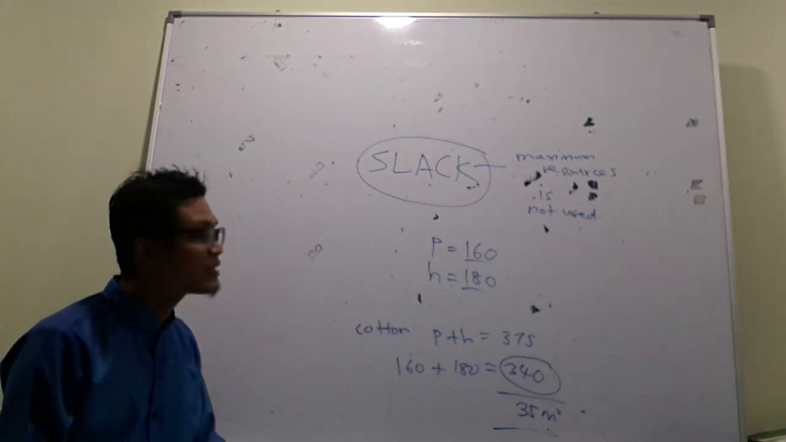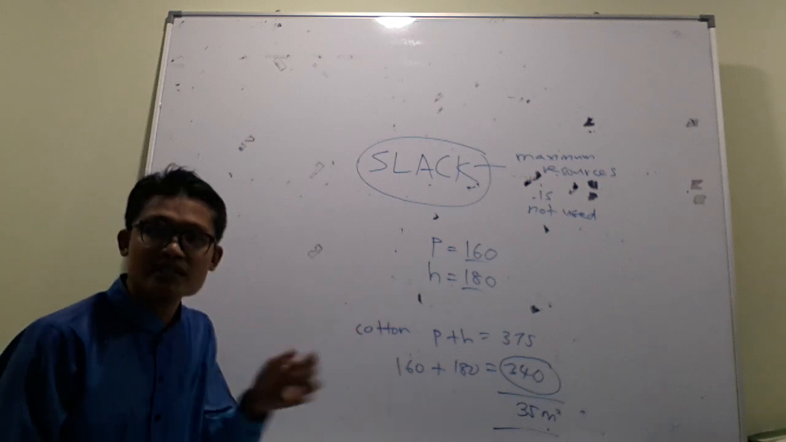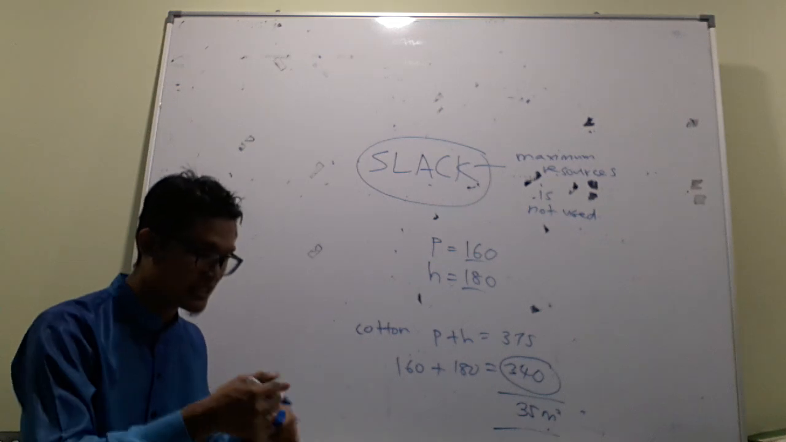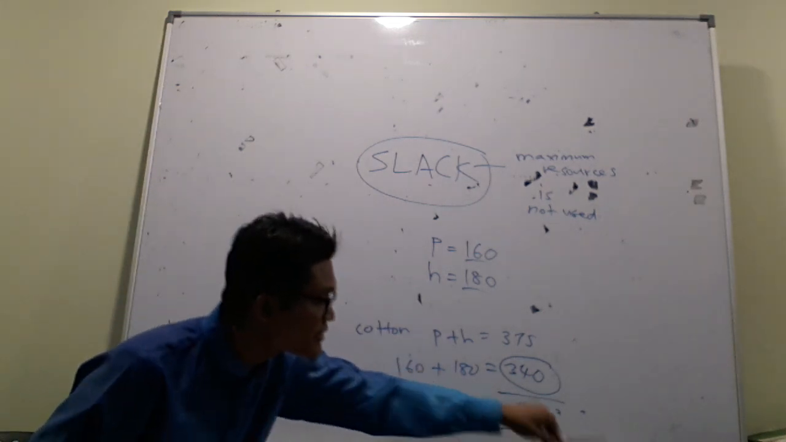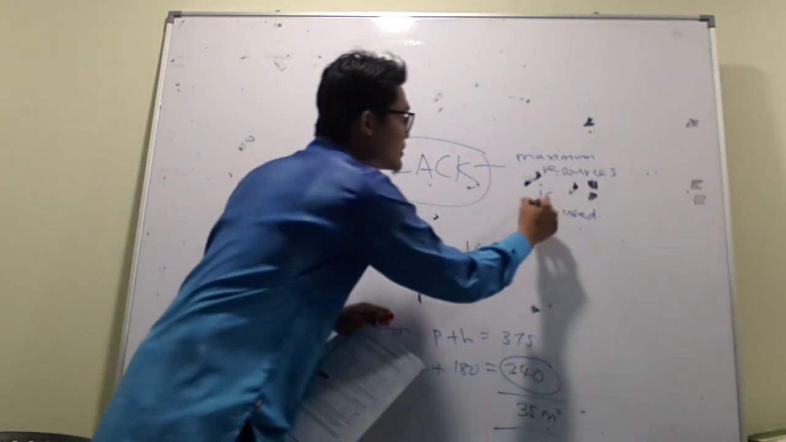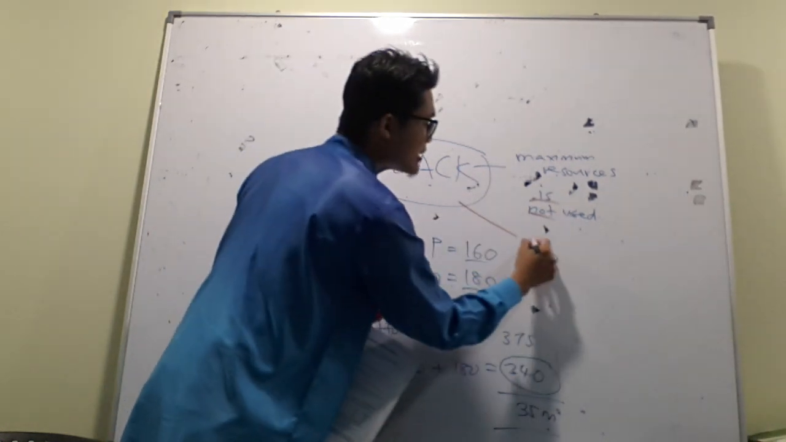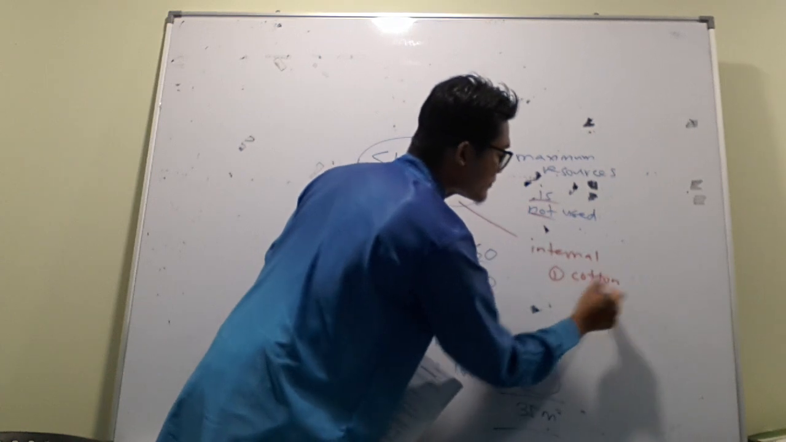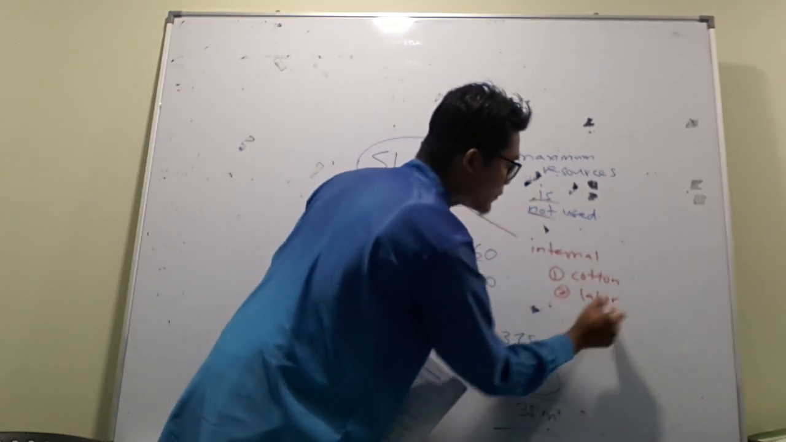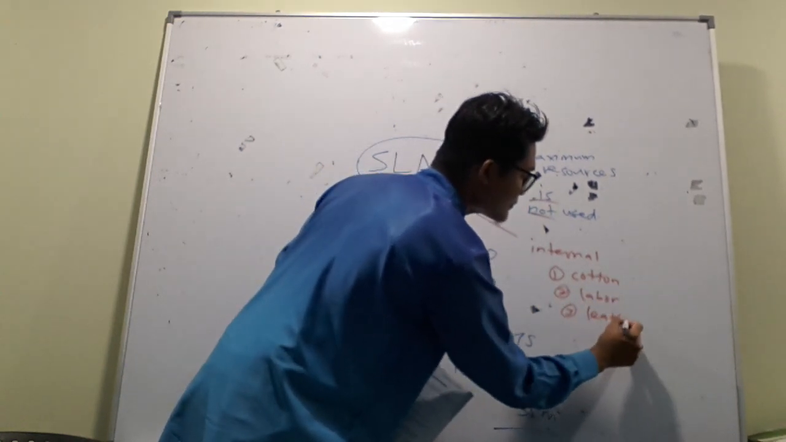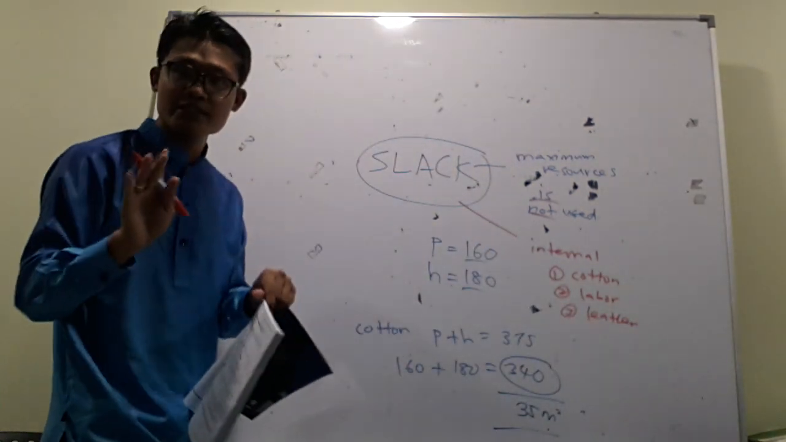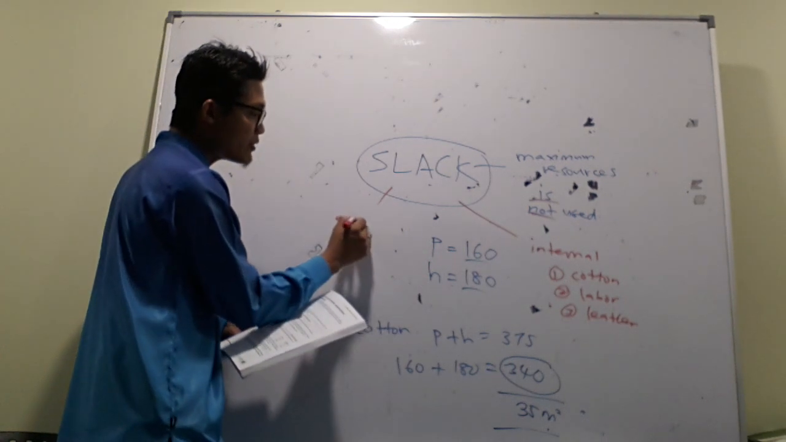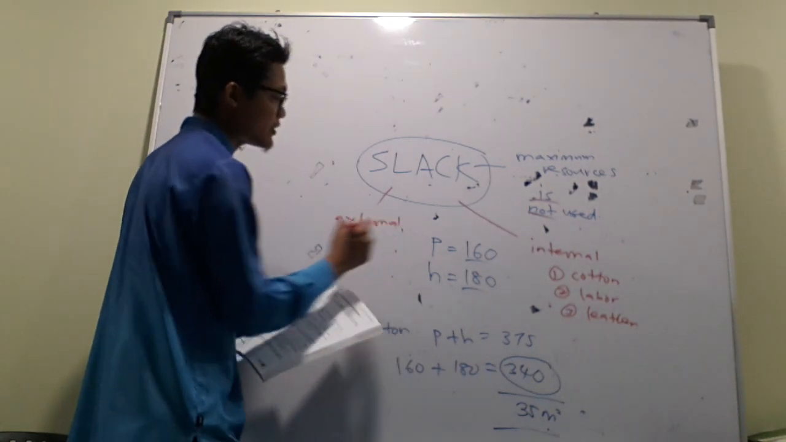I have one last thing. Remember the cotton, the leather, the kulit, and the labor hours, they are all internal resources. We have cotton, we have labor, we have leather. Before I finish this particular part of the video clip, I want to let you know that there is one more resource which is called external resource.